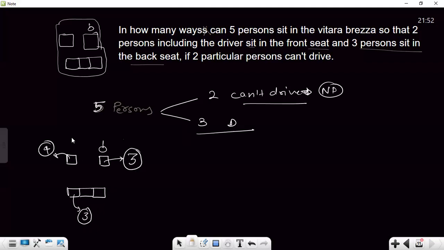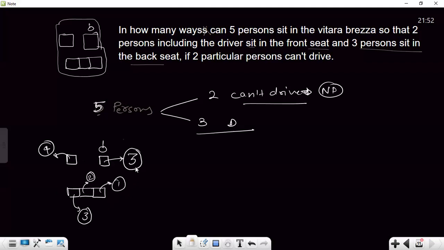The driver or the co-driver seat, right? So now 3 seats have been filled with 3 persons. 3 persons have been seated out of 5, 2 are left. So 2 choices for this particular seat and 1 choice for this particular seat. So all are dependent events, right?